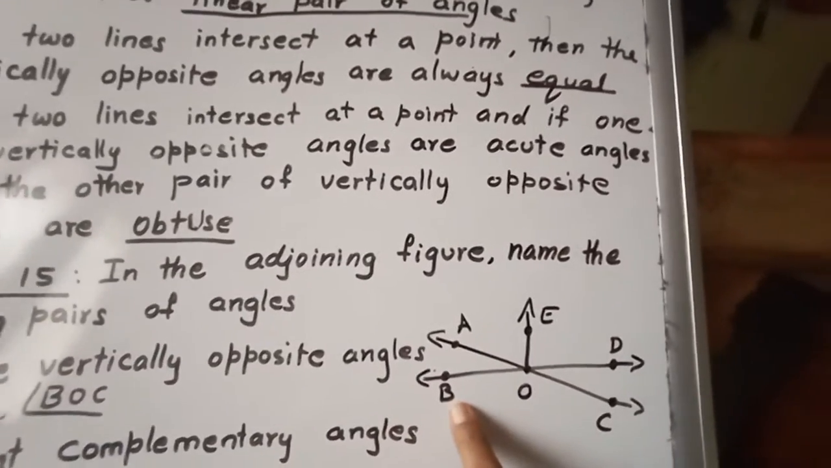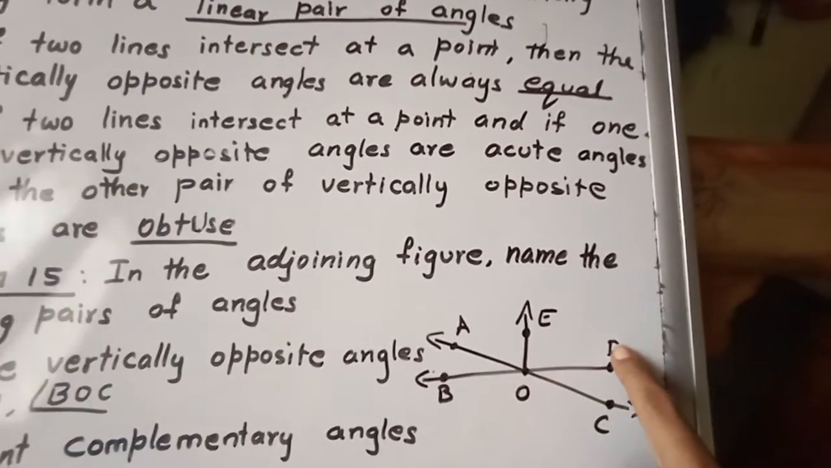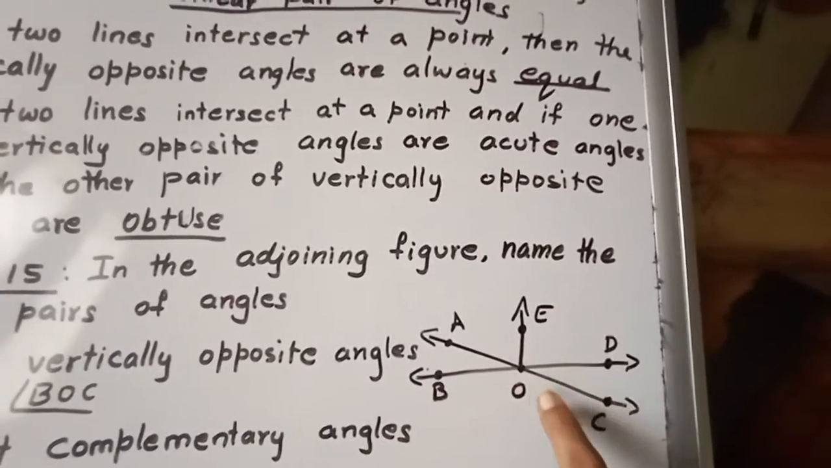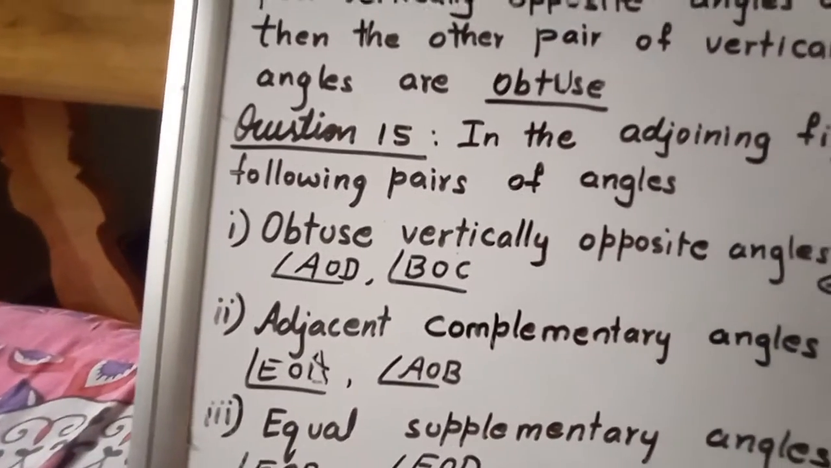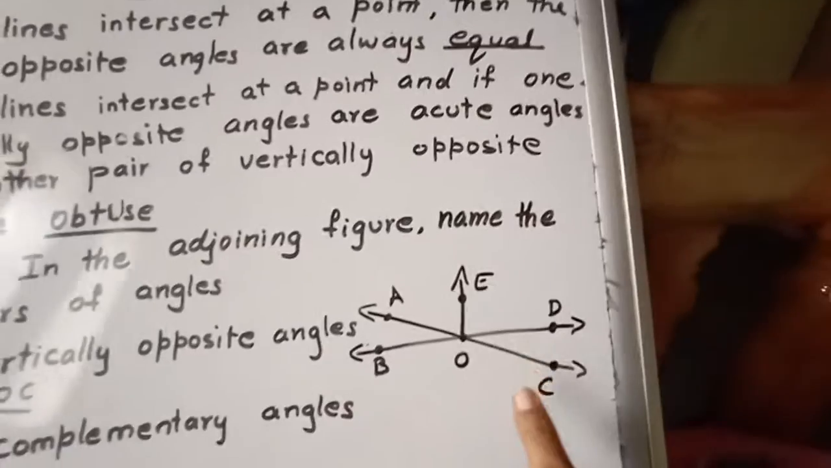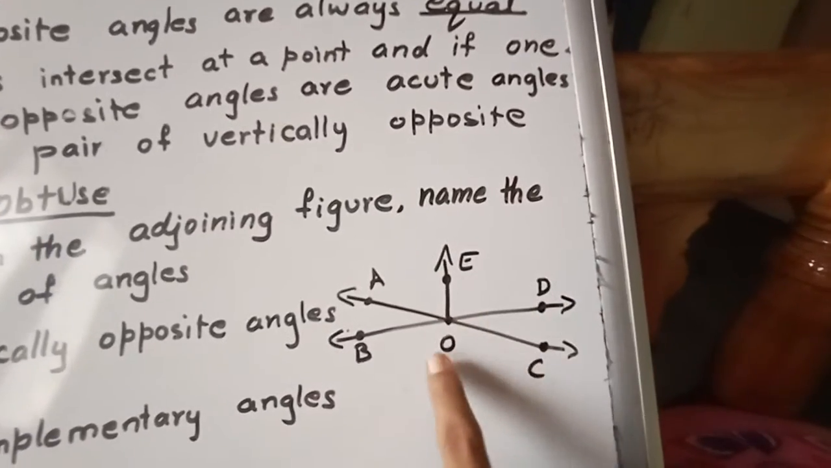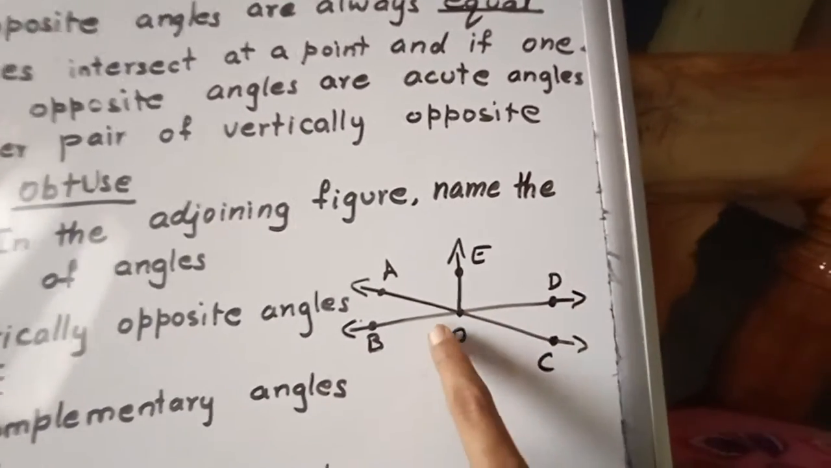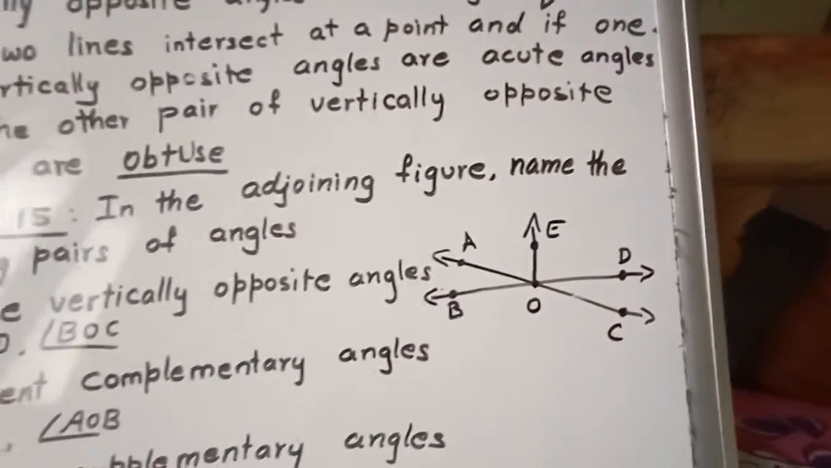Here we will get EOD, EOB. So the answer will be EOB, EOD. It becomes supplementary. B and D are supplementary.